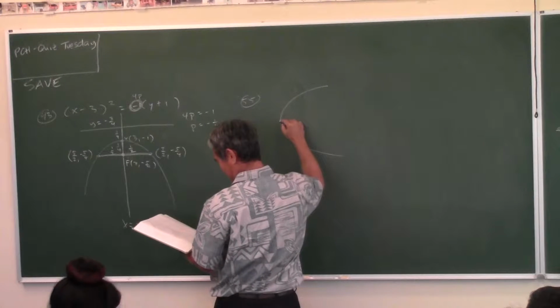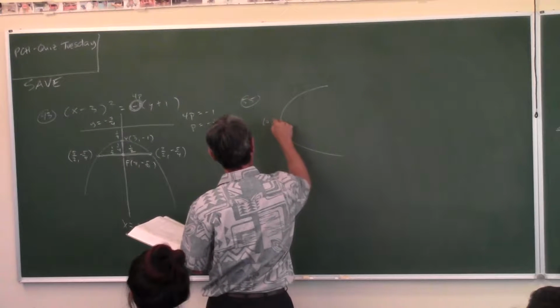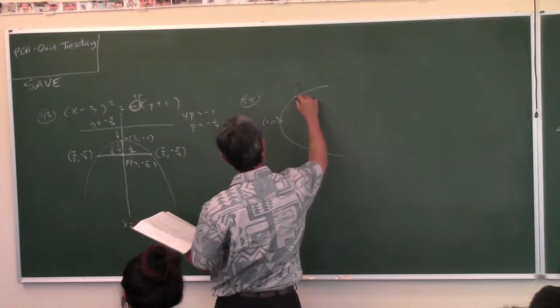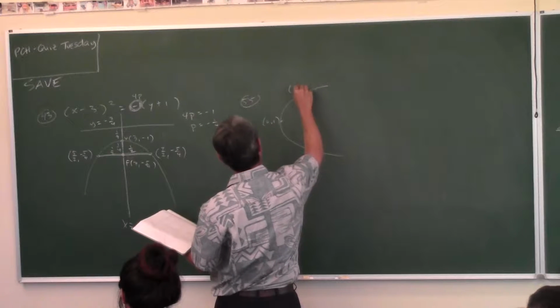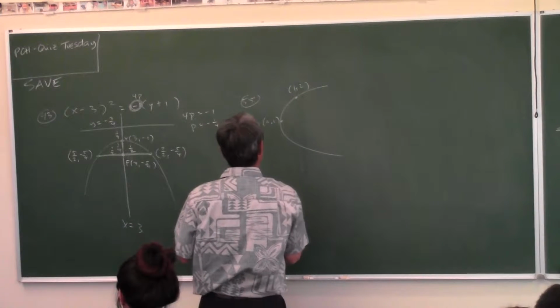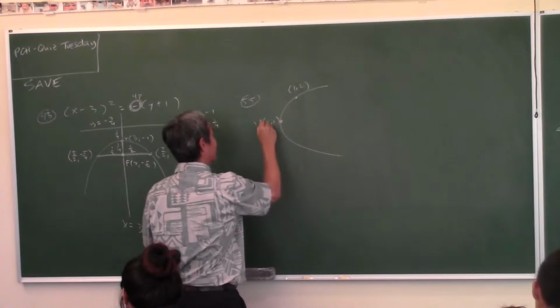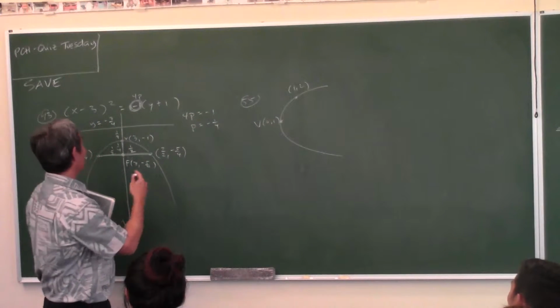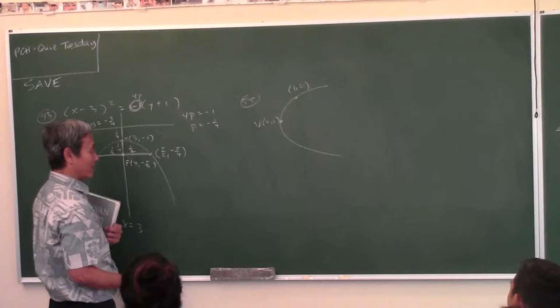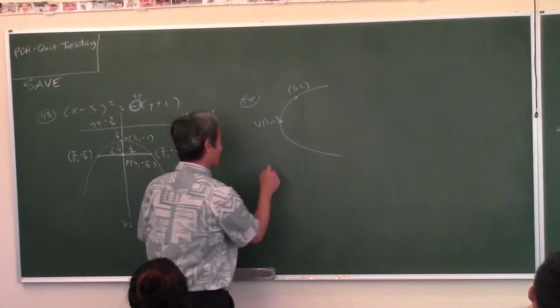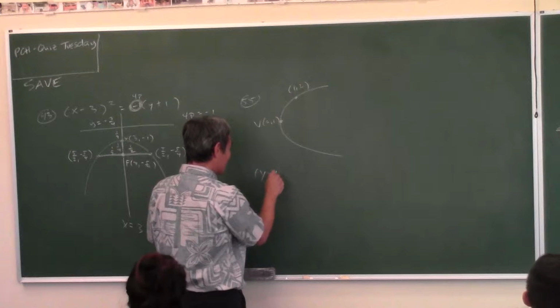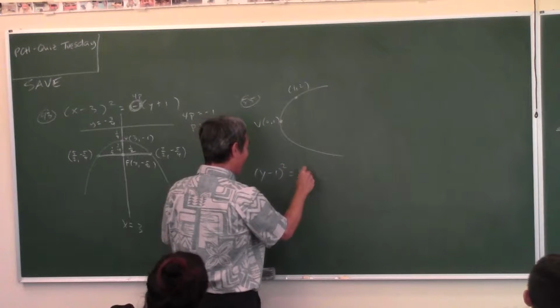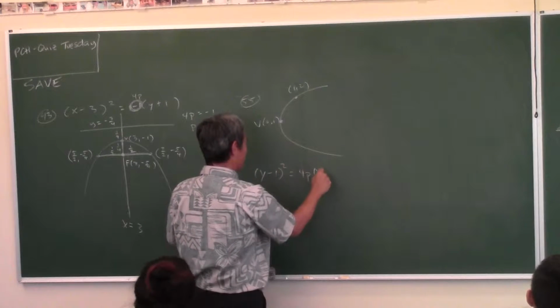Okay, so here. The vertex is at 0, 1. And then they give you a point on it. Now, you have no idea what this point is, but that's okay, because that's actually easier. Okay, so here's the vertex. So this is a left-right parabola, so is the y squared or the x squared? y. The y is squared, so y minus 1 squared is equal to 4p times x minus 0, right?